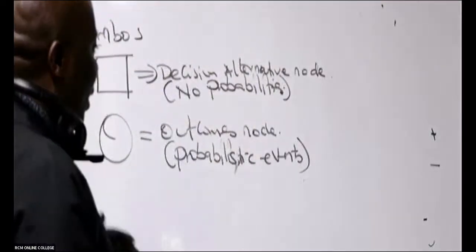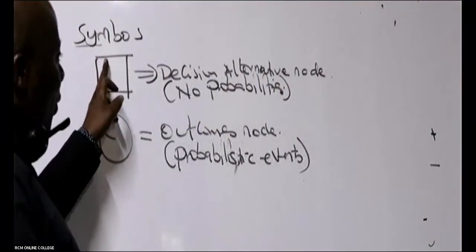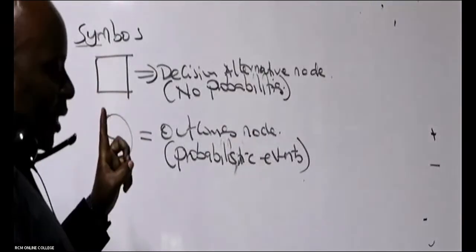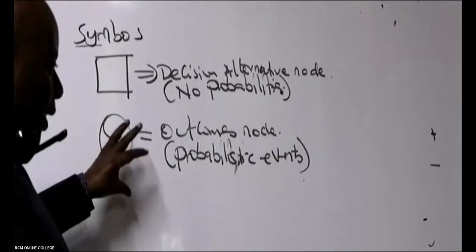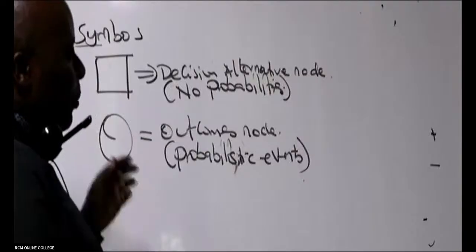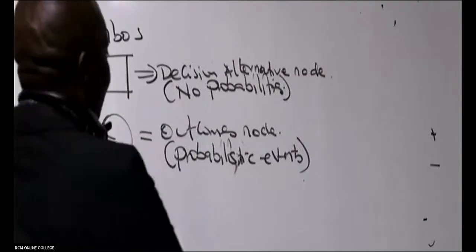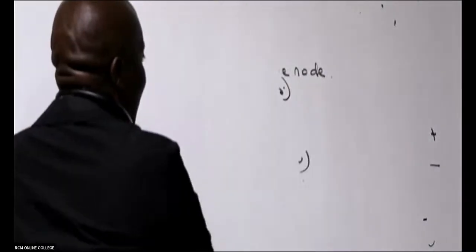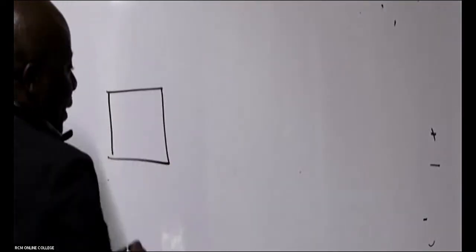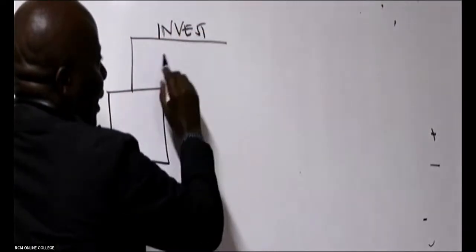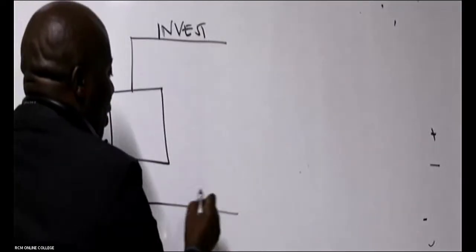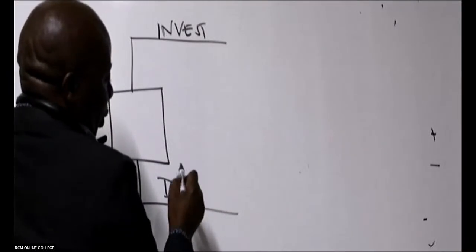Now, please listen. Whenever you see this box, it is for the decision alternatives, for those events without probabilities. A circle is an outcomes node for the probabilistic events. This being a financial management capital budgeting question, we shall always start by making a decision: do we invest, because it's capital investment, or do we decide not to invest?